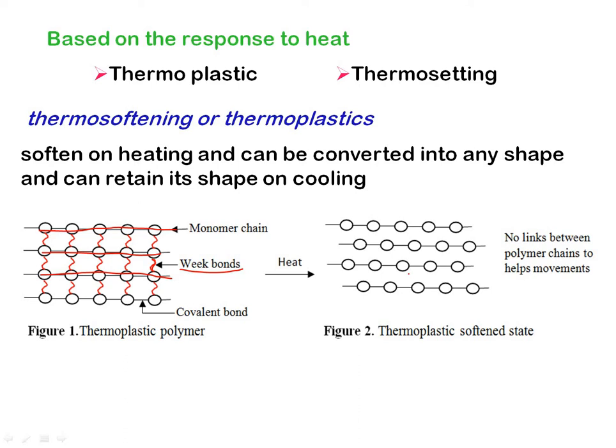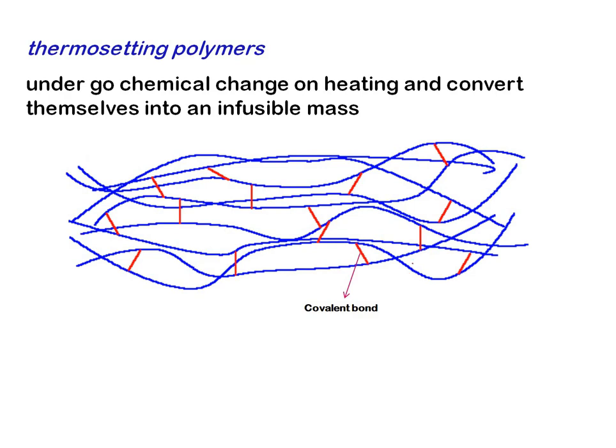Now come to the thermosetting polymers. Thermosets retain their structure on heating. They are never softened. Upon overheating, they form an infusible mass. Overheating leads to catching fire. The reason why these thermosetting polymers are not softened on heating is that the adjacent polymer chains are held together with covalent bonds. These covalent bonds are retained on heating.